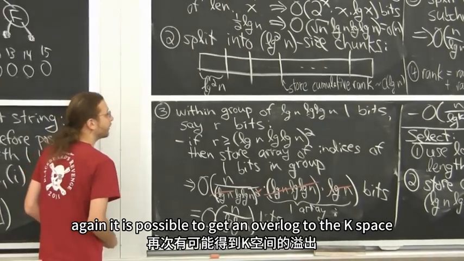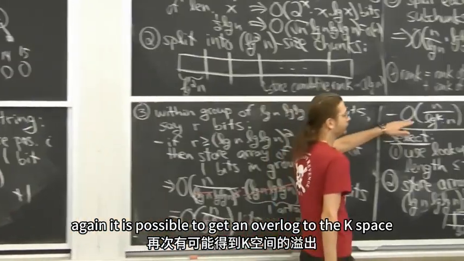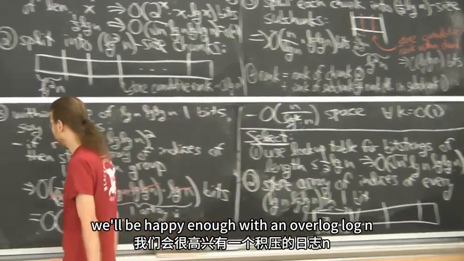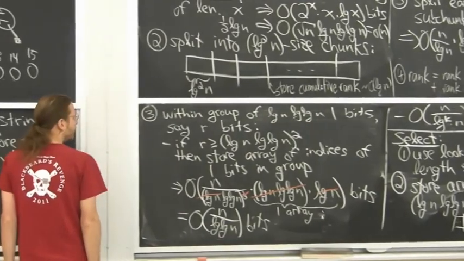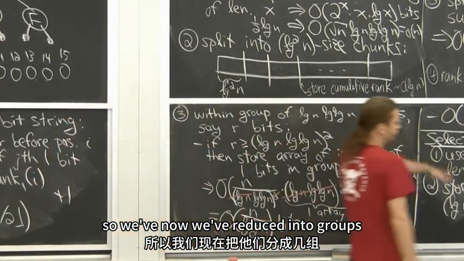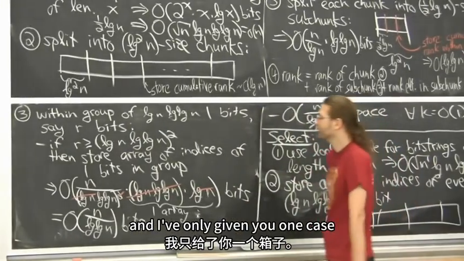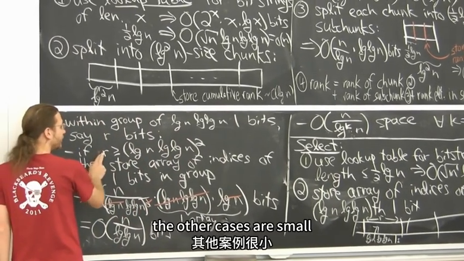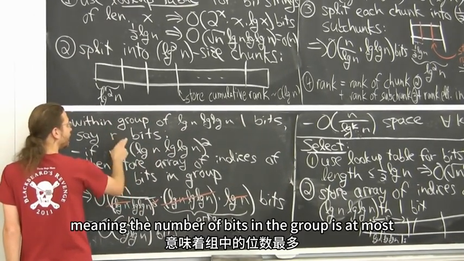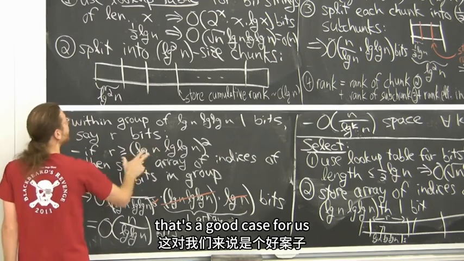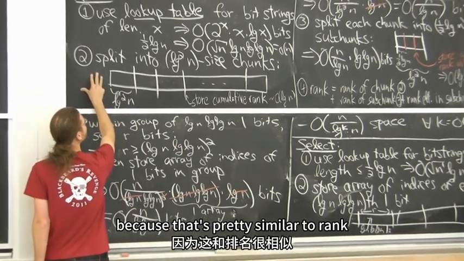Okay, again, it is possible to get n over log to the k space, but we won't do that here. We'll be happy enough with n over log n. Okay, but we're not done, unfortunately. So we've reduced into groups, and I've only given you one case. This is when r is large. The other case is r is small, meaning the number of bits in the group is at most log n squared. That's a good case for us because that's pretty similar to rank.